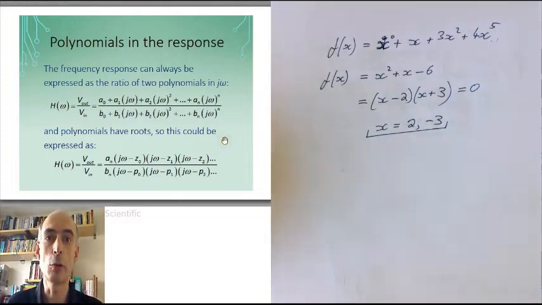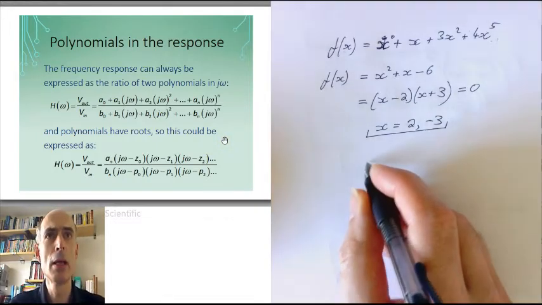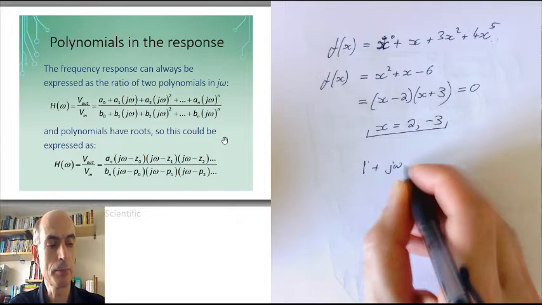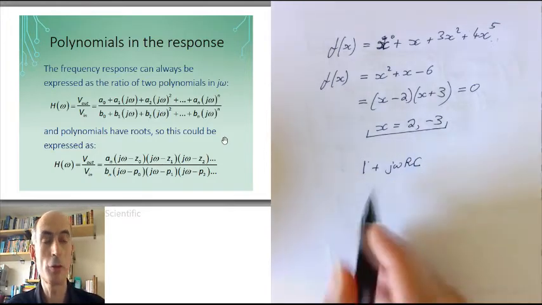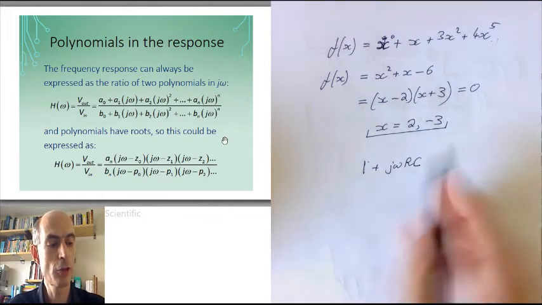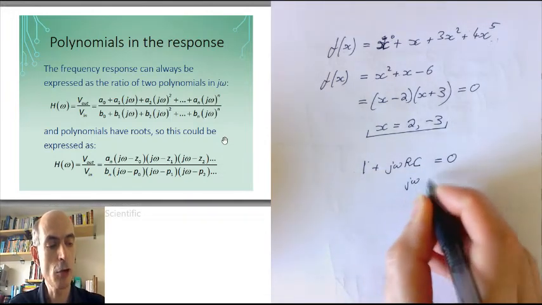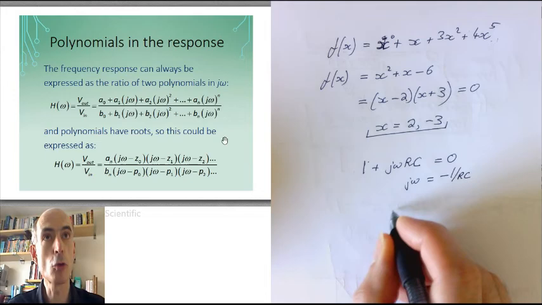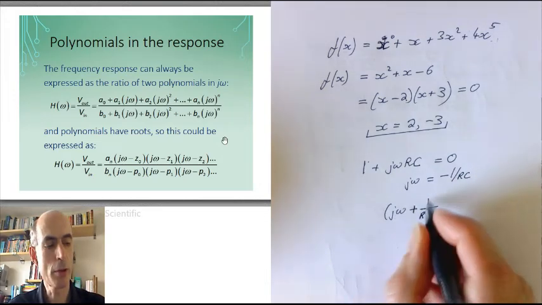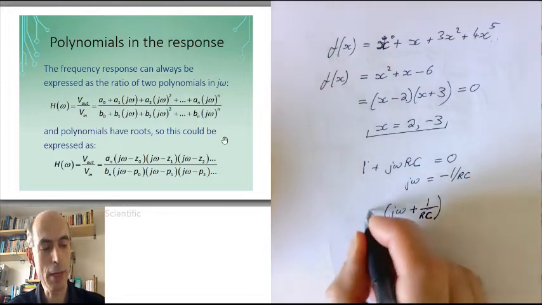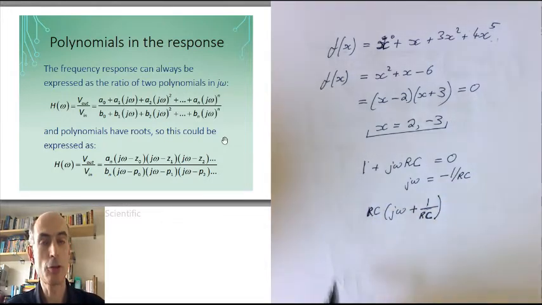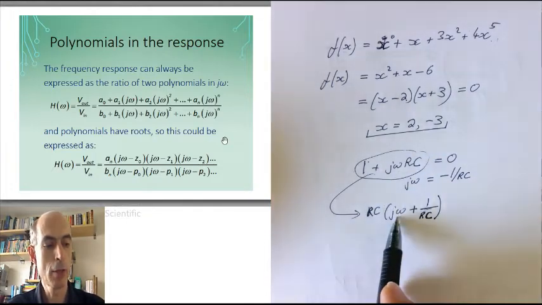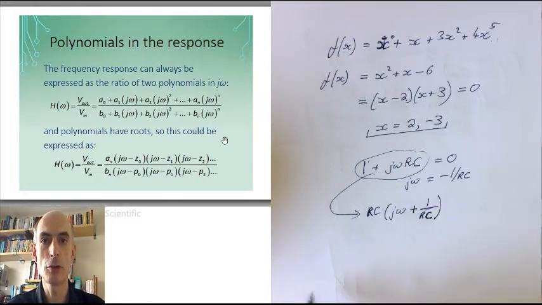If I do a simple example, supposing I had on the numerator 1 plus j omega RC, then this polynomial has roots where it evaluates to 0, and that would be where j omega equals minus 1 over RC. So I could write it in the form j omega plus 1 over RC, and then multiply that by RC. And that's just a bit of algebra on this expression here. But we've now written it in a form where it's very easy to see what the roots are.